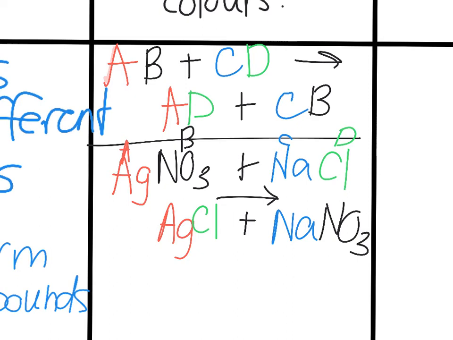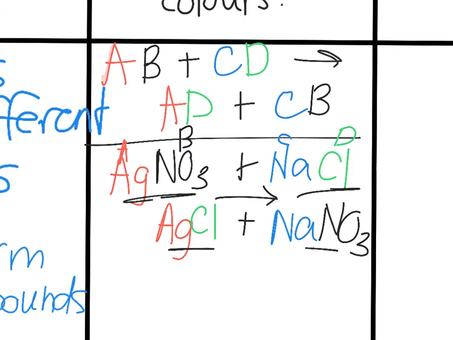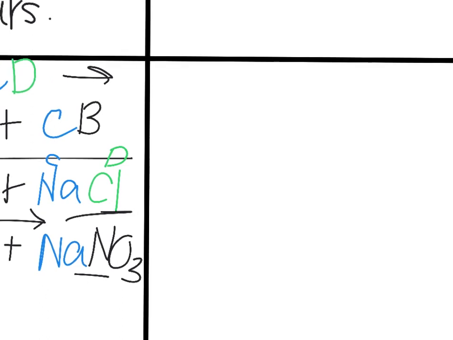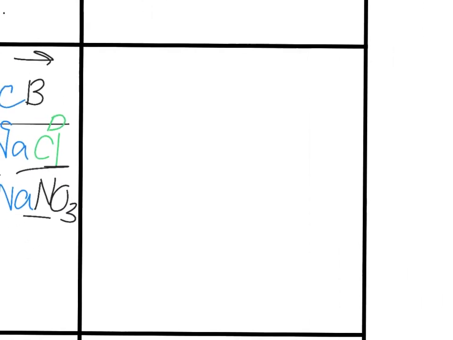So AgCl is a completely new compound, and NaNO3 is a different compound than AgNO3. So what's an application in real life? I believe this is blue. Purification. We can see this in purification of hard water.